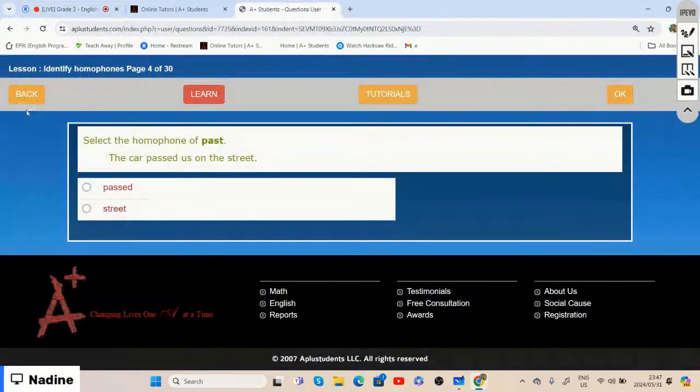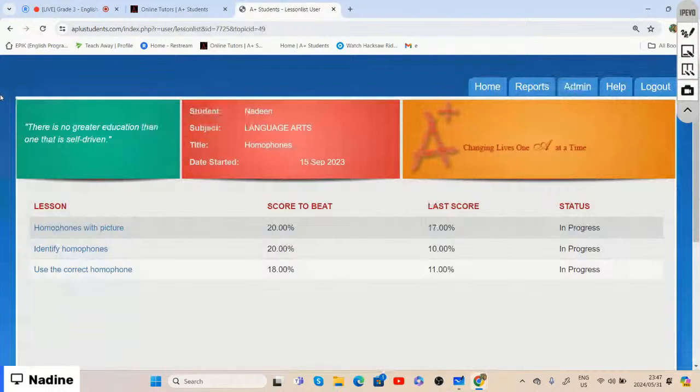All right, so that is now the end of our lesson on homophones. Right, we said homophones are words that sound the same, but they have different spelling as well as different meanings. So that is what we call homophones. Once again, they are words that sound the same, but they have different spelling and the meaning of those words are different.